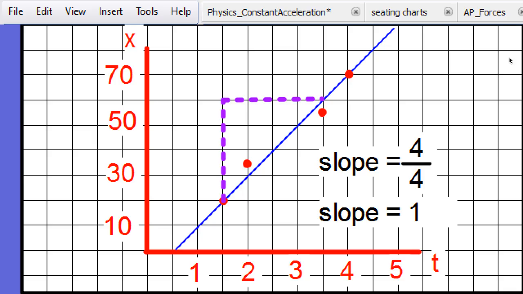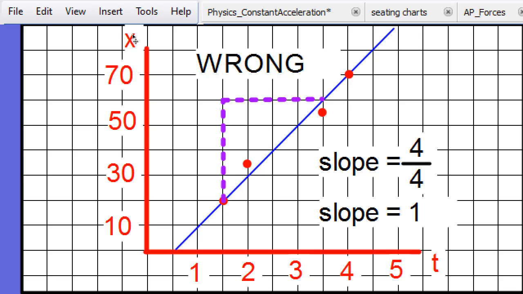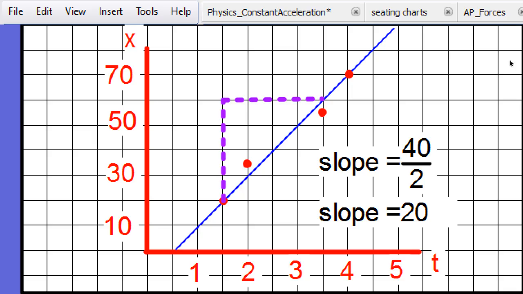Here's another one. All right, I'm not using data points now. I'm using the line. I'm going up 4 and over 4 for a slope of 1. Wrong. Why? Because I counted the boxes and not how many meters I went up and how many seconds I went over. All right, so same thing. But now I'm saying, okay, well, I go up 40 meters. I go over 2 seconds for a slope of 20. Correct.